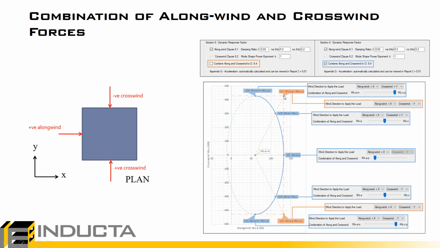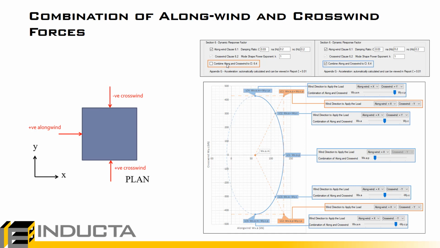As we can see, just from the magnitude of these forces, these orange values compared to these reduced blue ones, they're already bigger. So we're seeing just how unconservative we are by not considering clause 6.4.